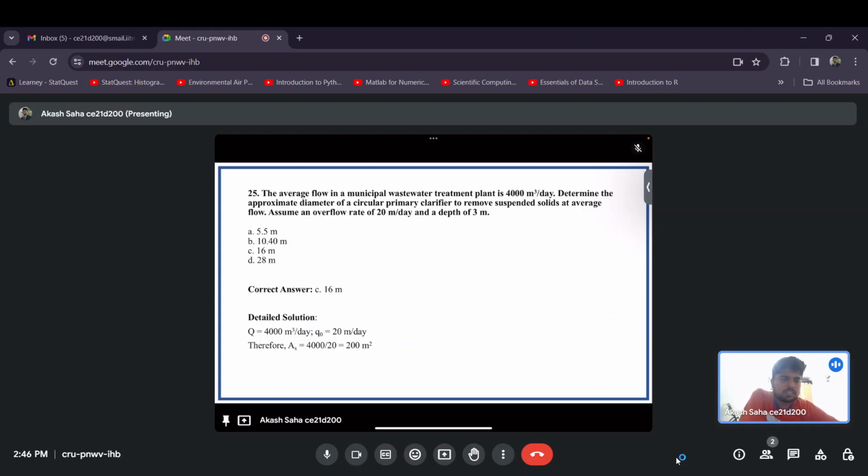So once we get the surface area, we just have to find out the surface area of a circular primary clarifier, and we will equate it to find the diameter of the clarifier. So it's nothing but d into square root of 100 into 4 by pi. It will come out to be 60 meters.